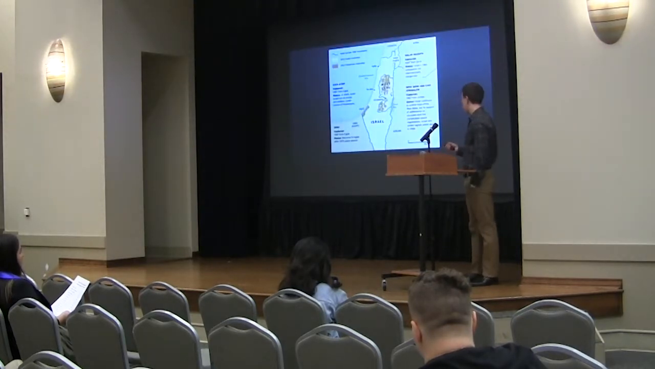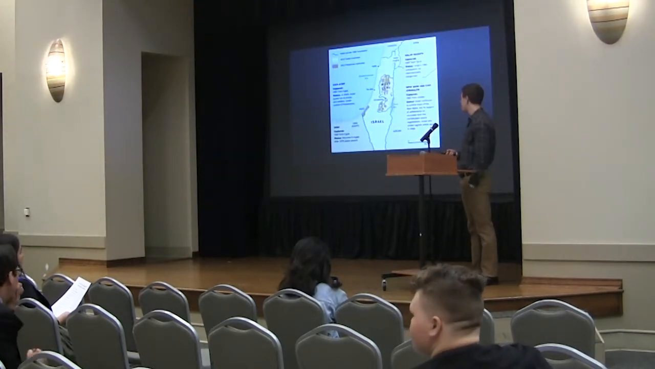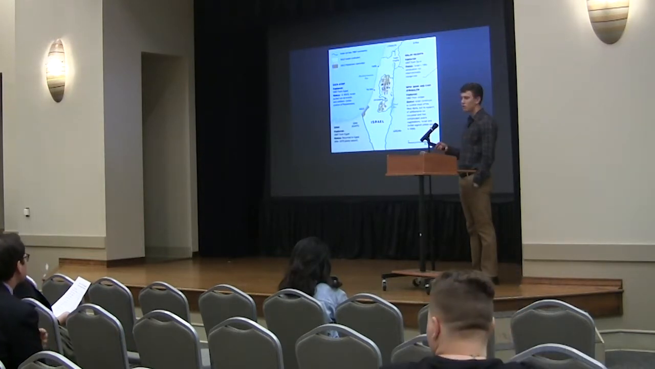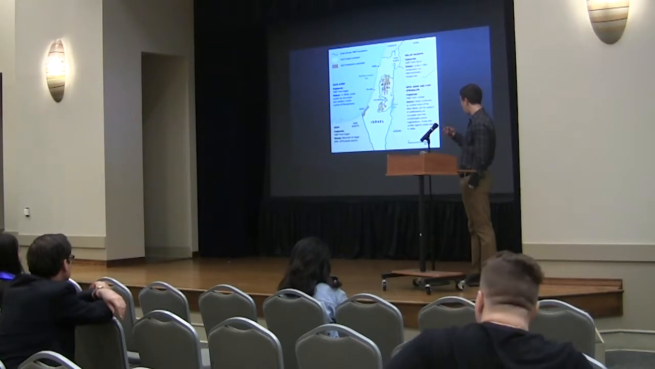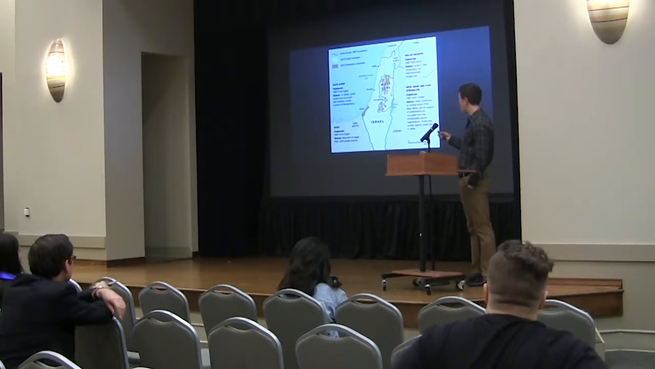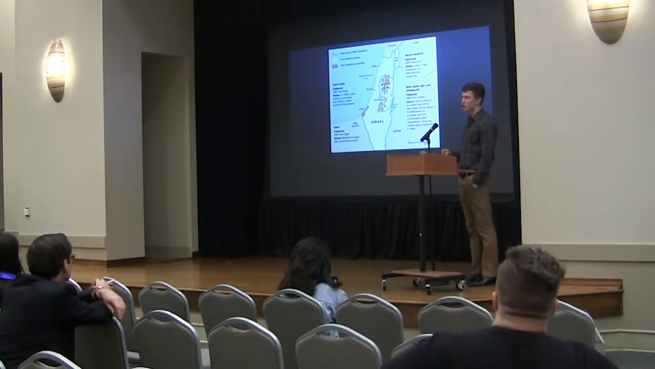So here we have a map of Israel as it is currently constituted. As you can see, it's bordered by Egypt, Jordan, Syria, and Lebanon. And the brown areas of the map are areas that are under Palestinian control.